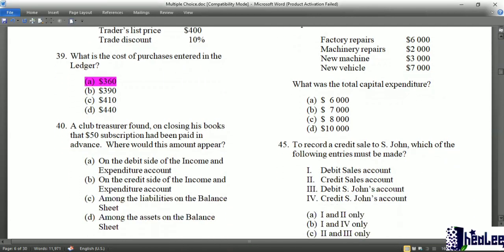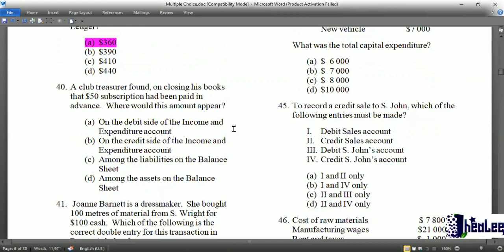Next question. A club treasurer found on closing his books that $50 subscription had been paid in advance. Where would this amount appear? Remember, subscription to a business would be an income. So it therefore means that this is income that is paid in advance. This is not the business money. It is owing to the members of the club. So therefore, that would be listed among the liabilities on the balance sheet. So your response there is C.